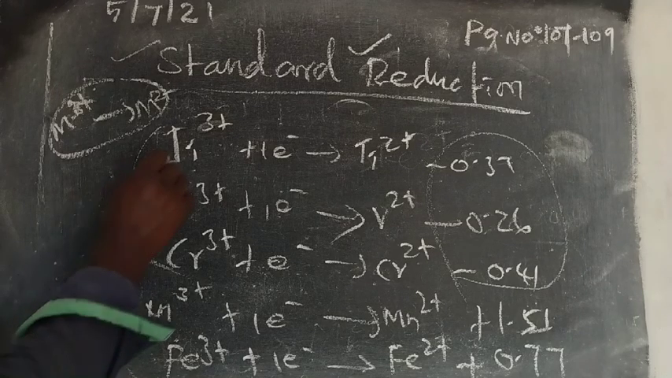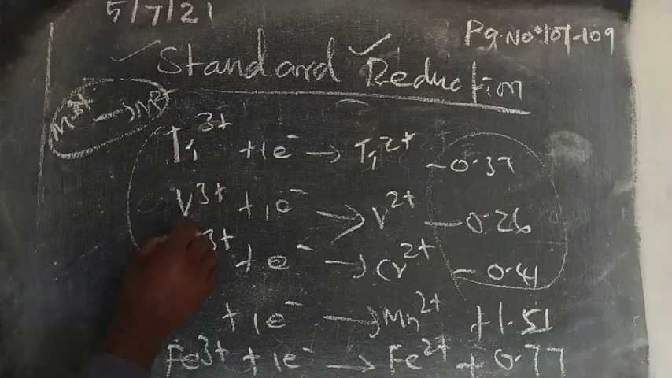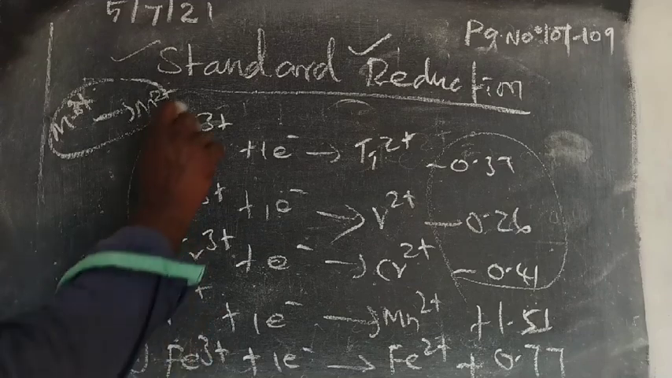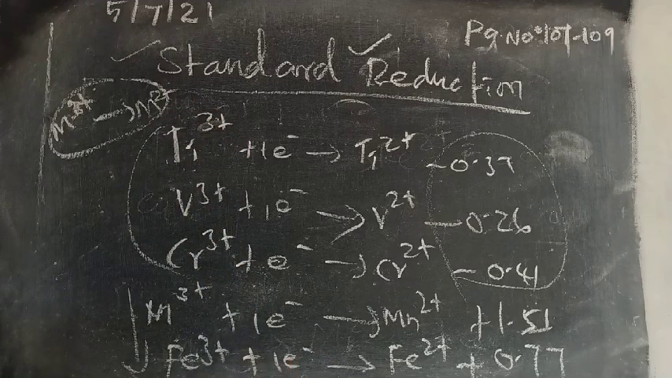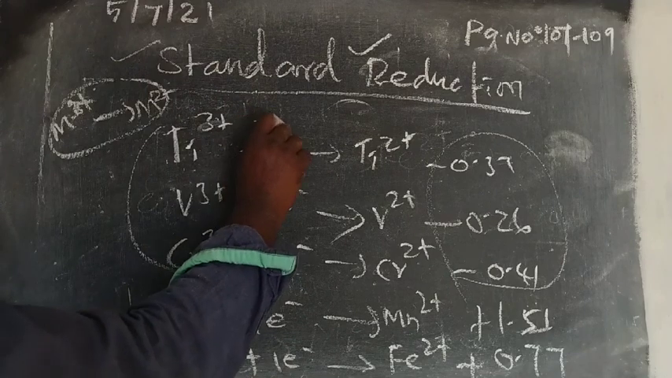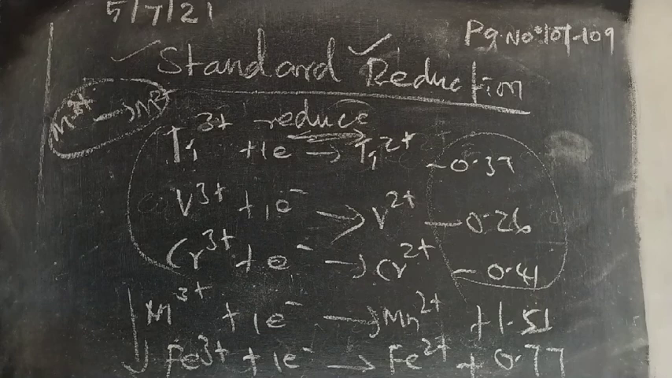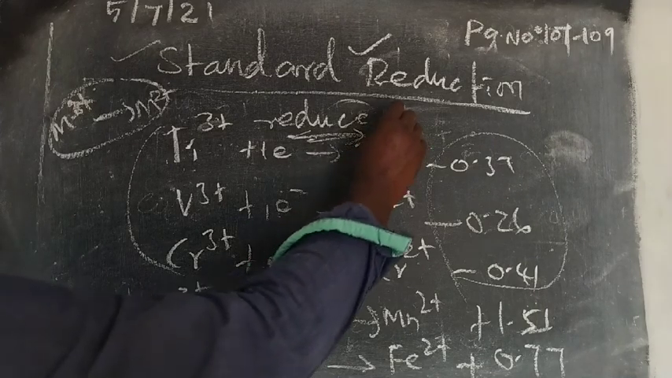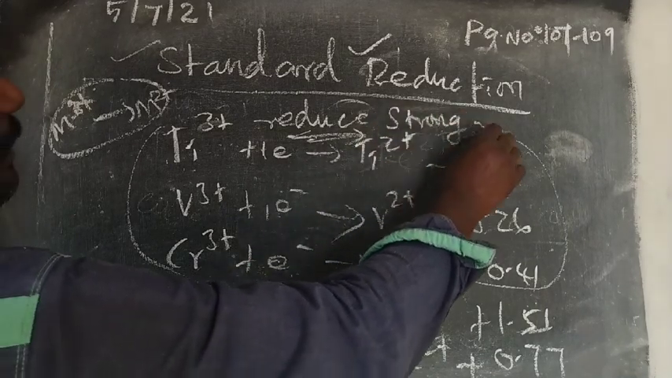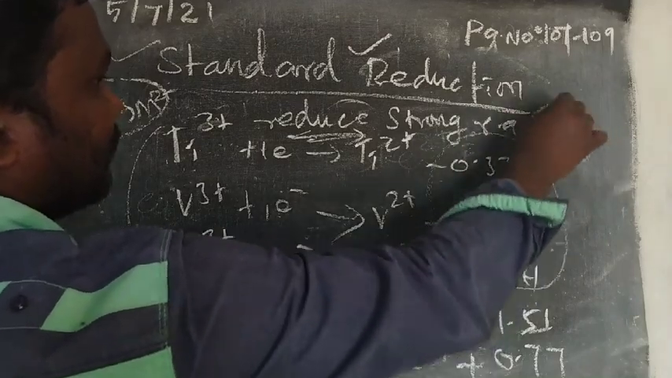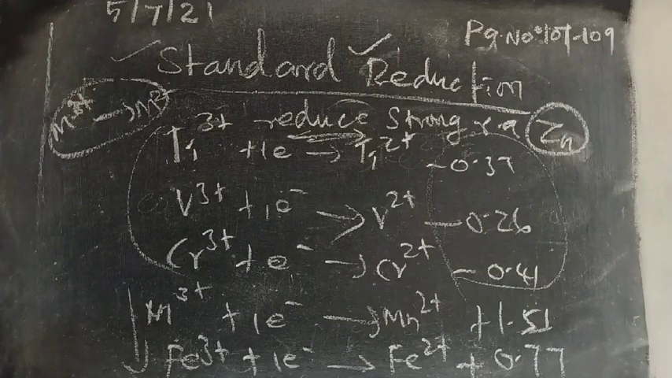See, in these conversions, except 3, all are positive. That means all the others are not stable reactions. These 3 are the only more stable reactions. If you want to reduce these stable ones again, we need a strong reducing agent like zinc. Zinc has an EMF value, that means reduction potential value, of minus 0.76 volt.